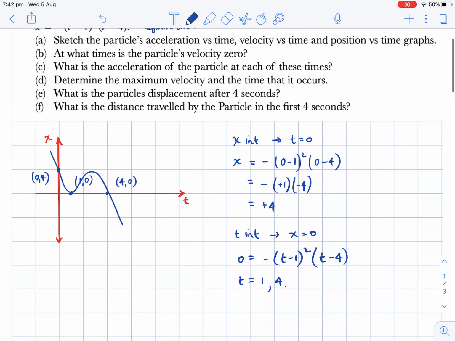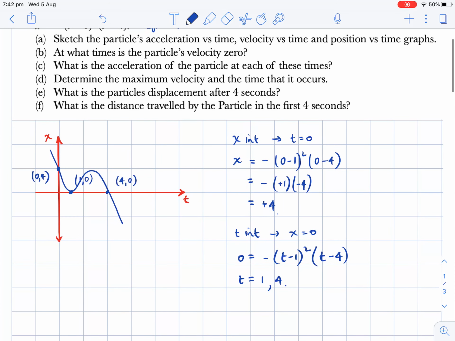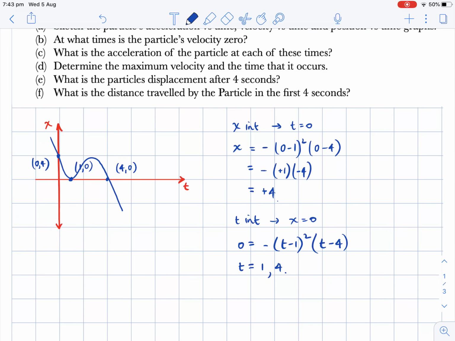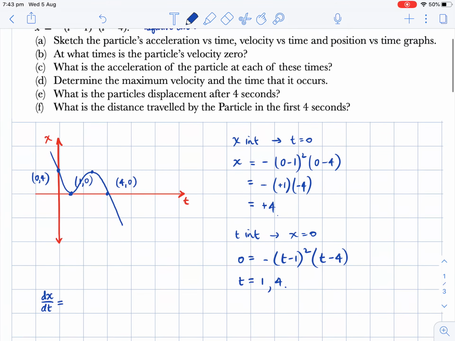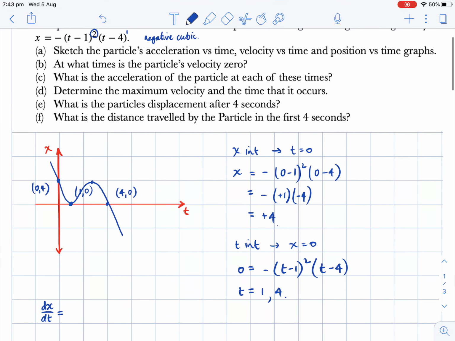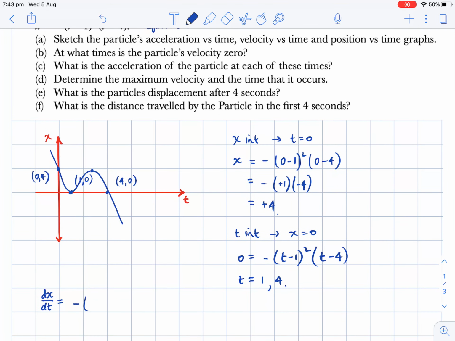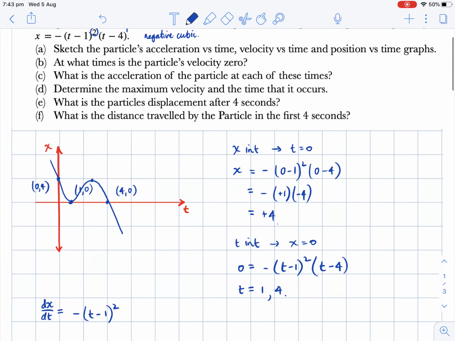Let's move on now and find the velocity versus time, because if I want to find this turning point here, I'll need to differentiate the position, and when I differentiate the position I get velocity. So let's do the derivative now and find dx/dt. There are two ways I can do this. The first way is I can use the product rule. I'm going to keep the first bracket and then differentiate the second one, which is t minus 4.